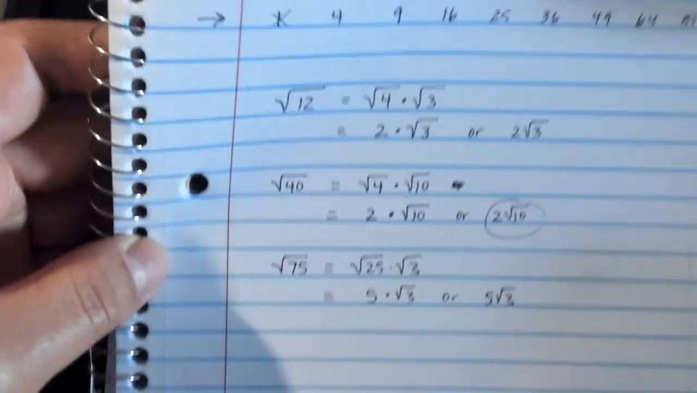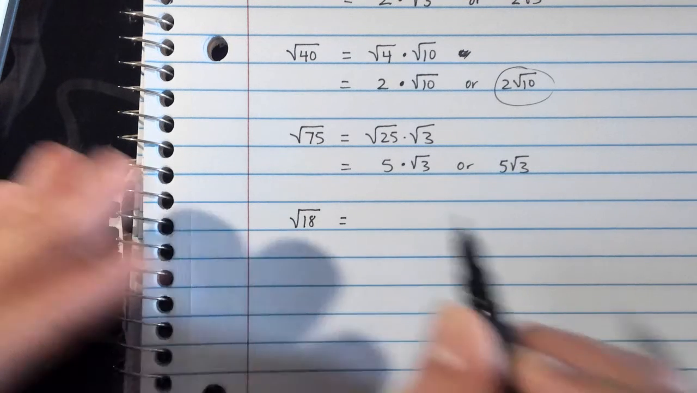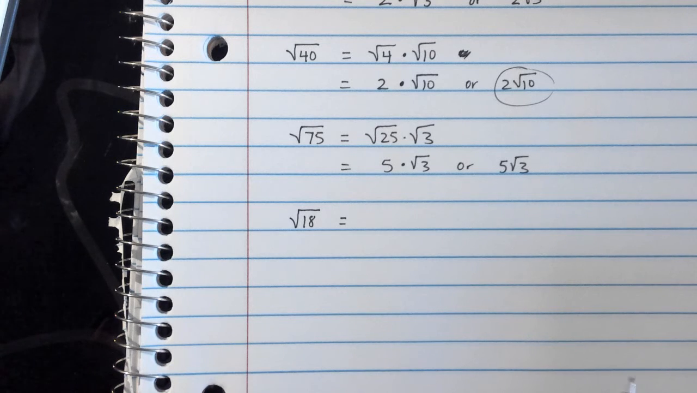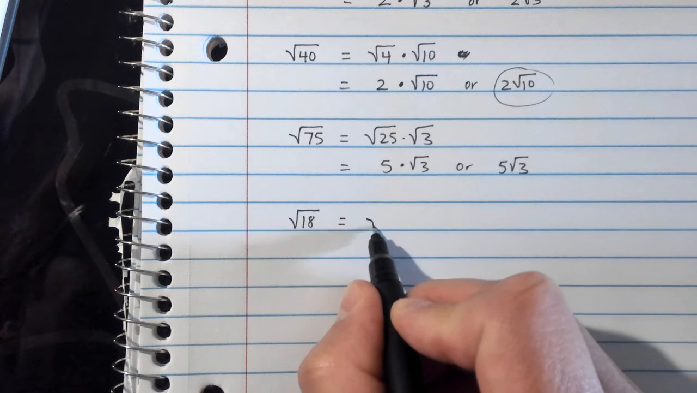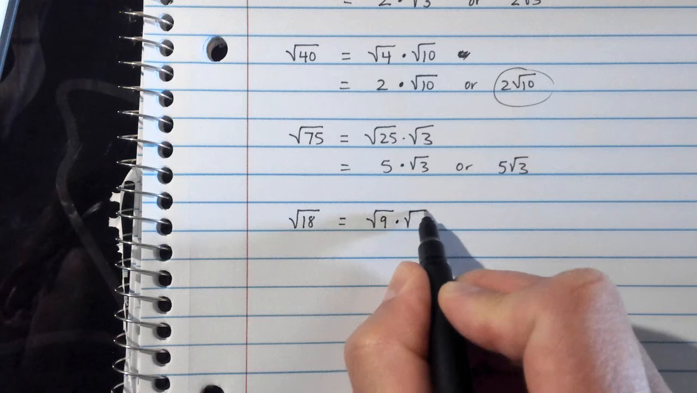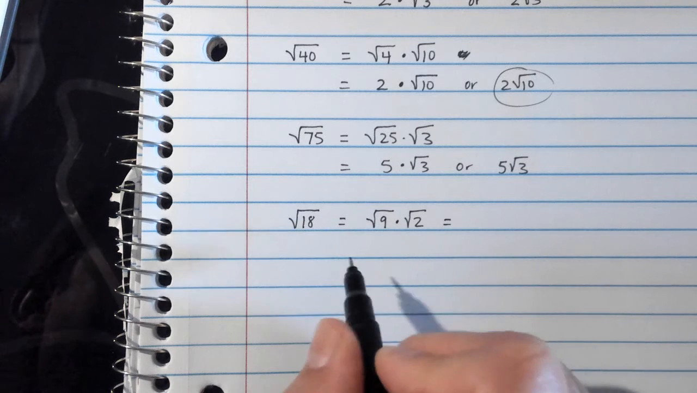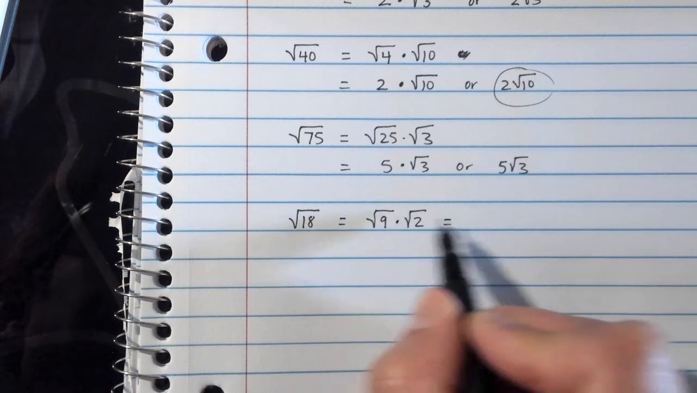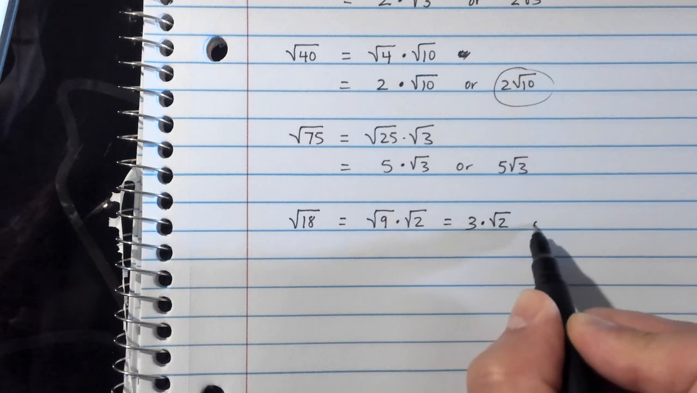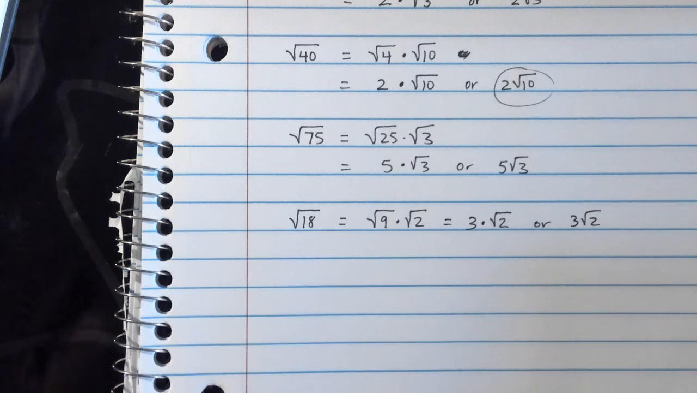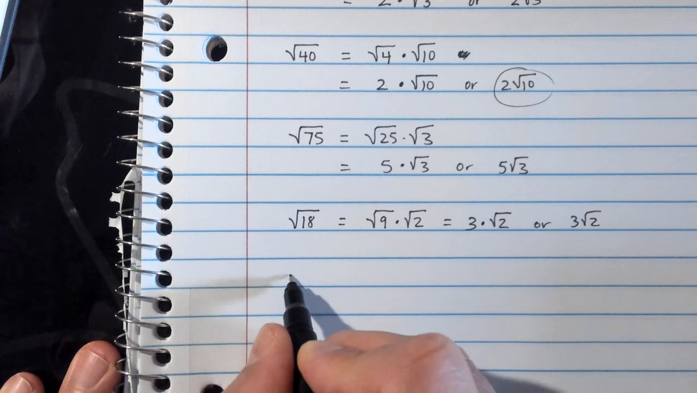And a couple more. 18. The smaller the number, the easier it is for you, and vice versa. The larger the number, the harder it's going to be. The biggest perfect square that goes into 18 is 9. So you're going to get the square root of 9 times the square root of 2 equals the square root of 18. Square root of 9, I'm going to go across this time. Hopefully that doesn't mess you up. Square root of 9 is 3. Square root of 2 is 1.414, but you don't know that, so you're going to leave it like that. 3 radical 2, or 3 root 2.